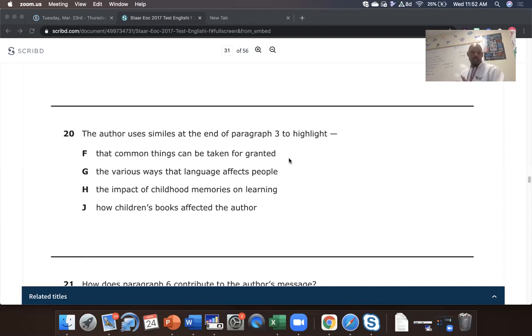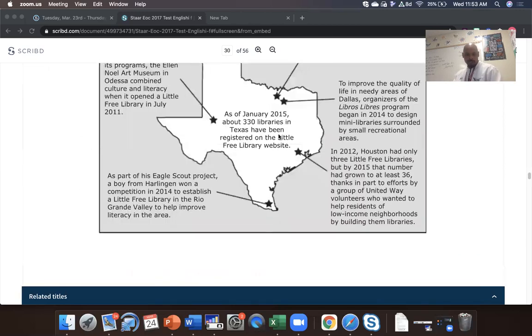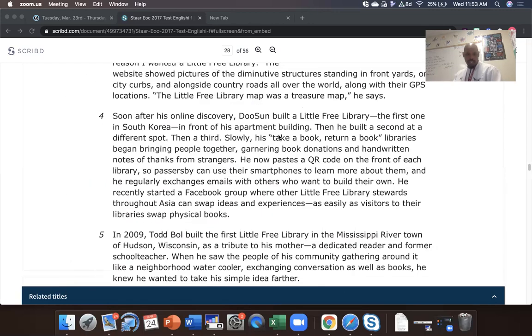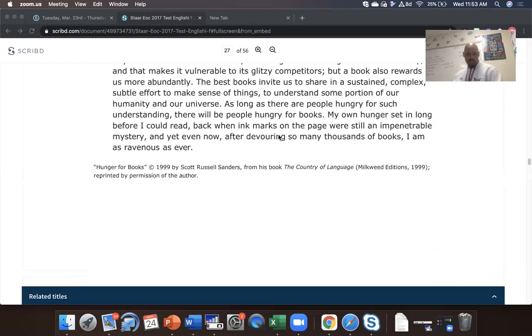So the author's trying to highlight something. It's either that common things can be taken for granted, the various ways that language affects people, the impact of childhood memories on learning, and how children's books affect the author. All right, so now let's take a look at paragraph 3 in the first passage.